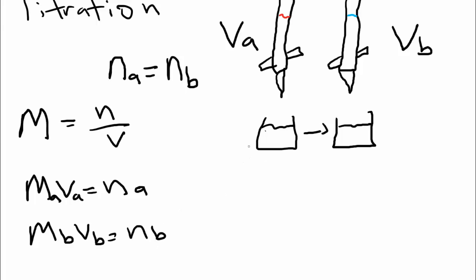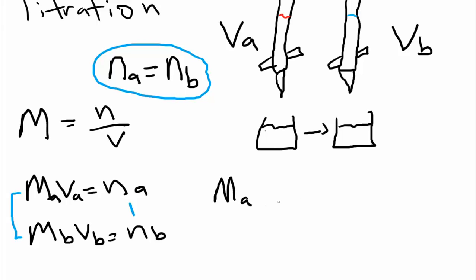And because we've done this to neutralization, remember up here we said that at the neutralization point, the number of moles of acid and base are equal, which means that these two expressions basically become equal to each other. So then you can rewrite those two and set them equal to each other. You can set the concentration of the acid times the volume of the acid equal to the concentration of the base times the volume of the base.